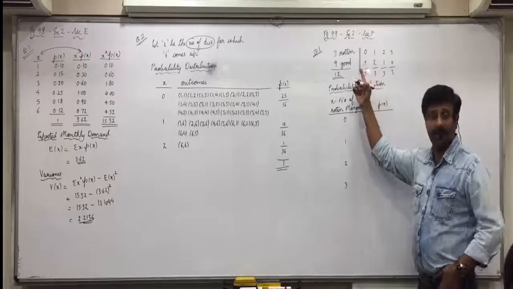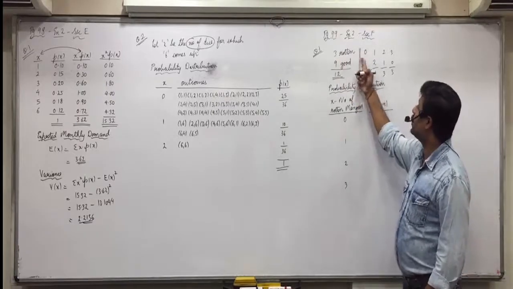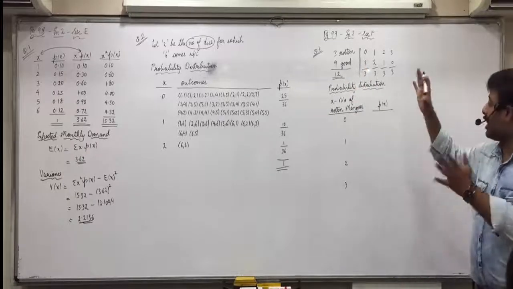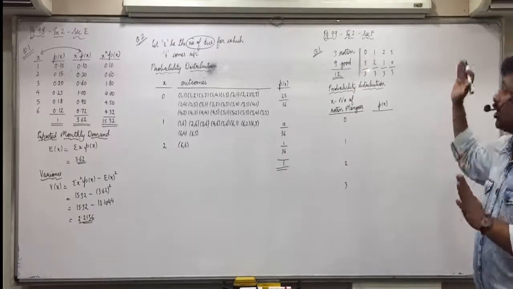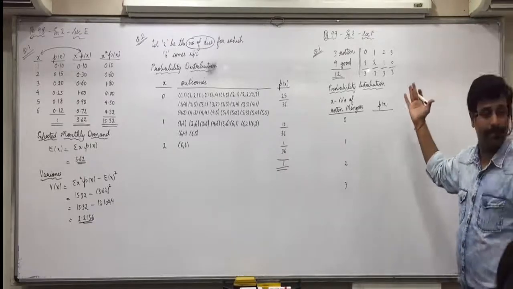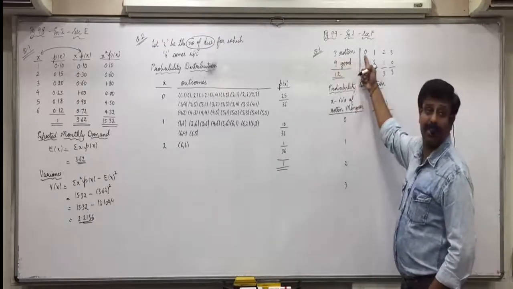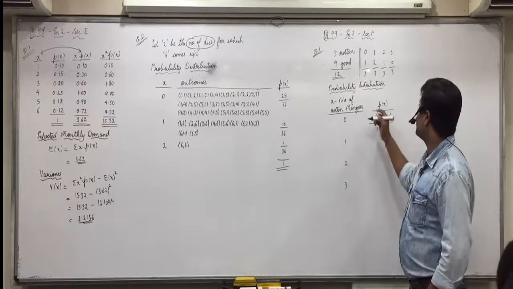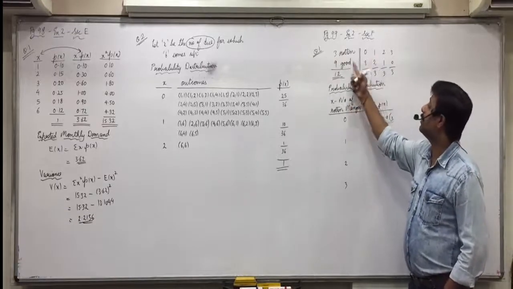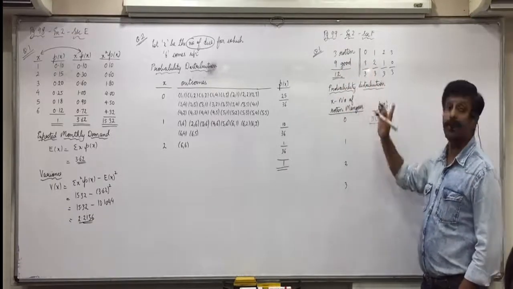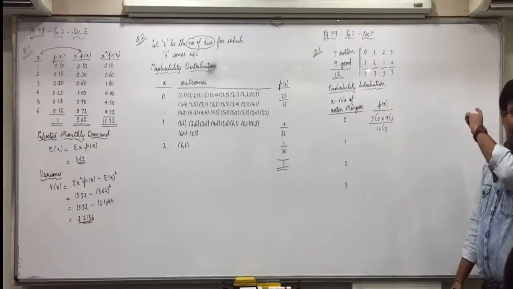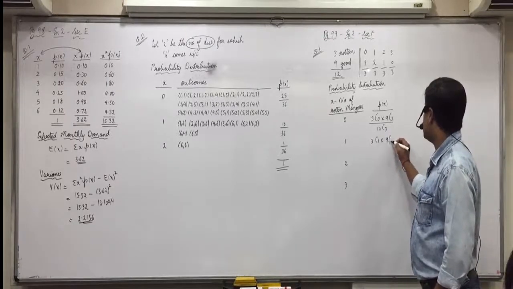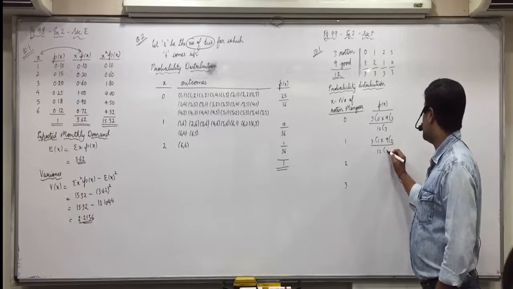See, here I have written at the top, so it becomes very simple now. 3C0 into 9C3 upon 12C3. Do this in all the questions, it will make your calculations very simple. At the top itself, write what all things are possible. Same way, next, 3C1 into 9C2 upon 12C3. If you write this at the top, your calculations will become very simple. 3C1 into 9C2 upon 12C3.